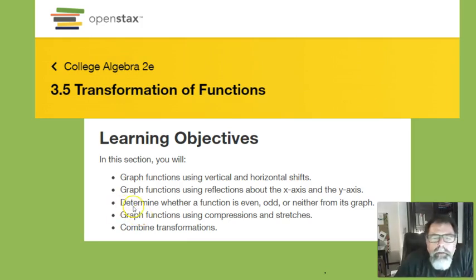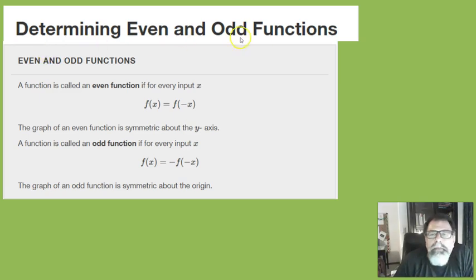Okay, on to the next learning objective. Determine whether a function is even, odd, or neither from its graph. Determining even and odd functions. A function is called an even function if for every input x, f of x is equal to f of negative x. The graph of an even function is symmetric about the y-axis. So what that means is, it's kind of like the reflection, but the before and after image looks the same when you reflect it through the y-axis.